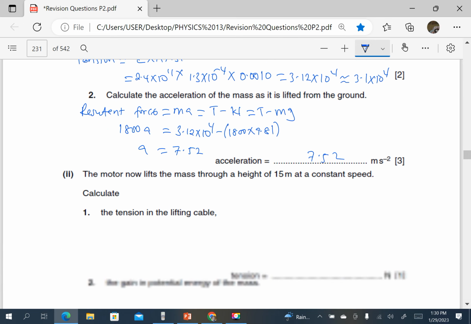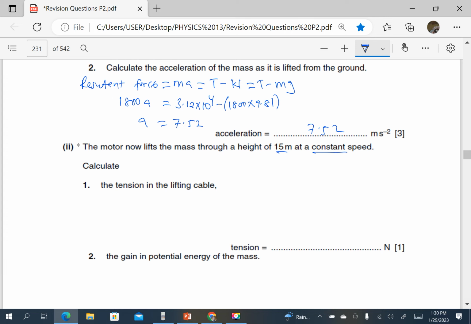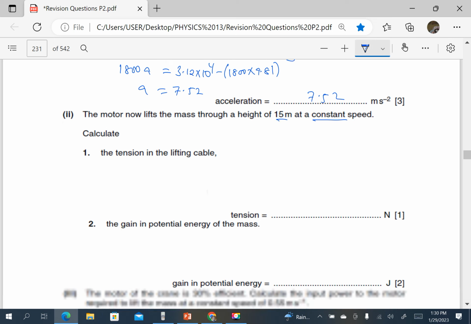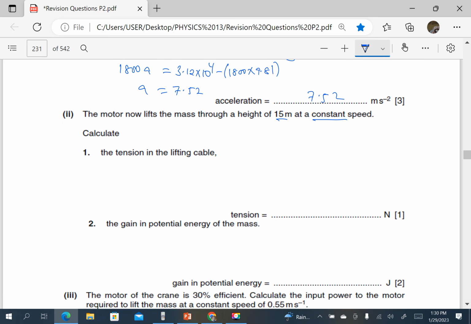The motor now lifts the mass through a height of 15 meters at a constant speed. Calculate the tension in the cable. If the speed is constant, it means there is no resultant force. Therefore, the tension equals the weight. So the resultant force is 0, which is tension minus weight. That means the tension is equal to the weight, which is mg. So that is 1,800 times 9.81.